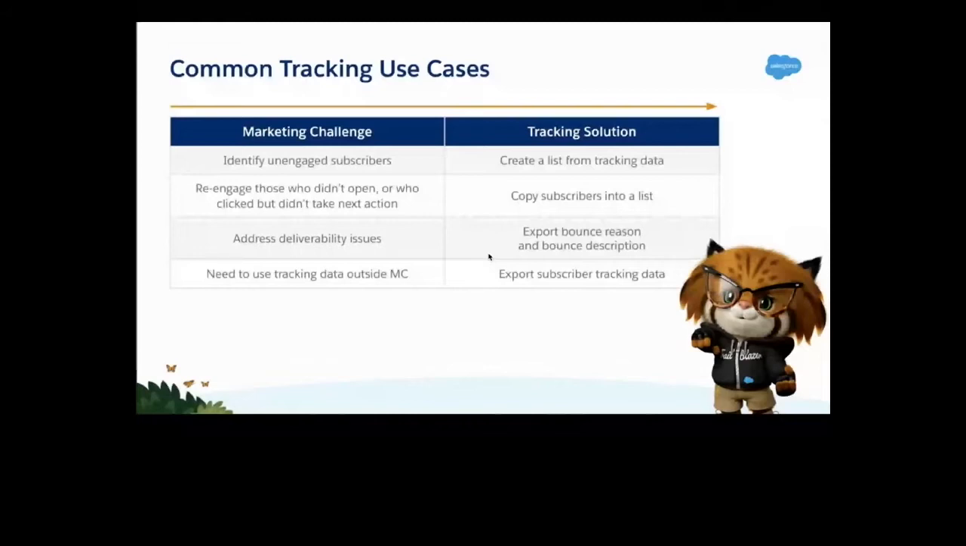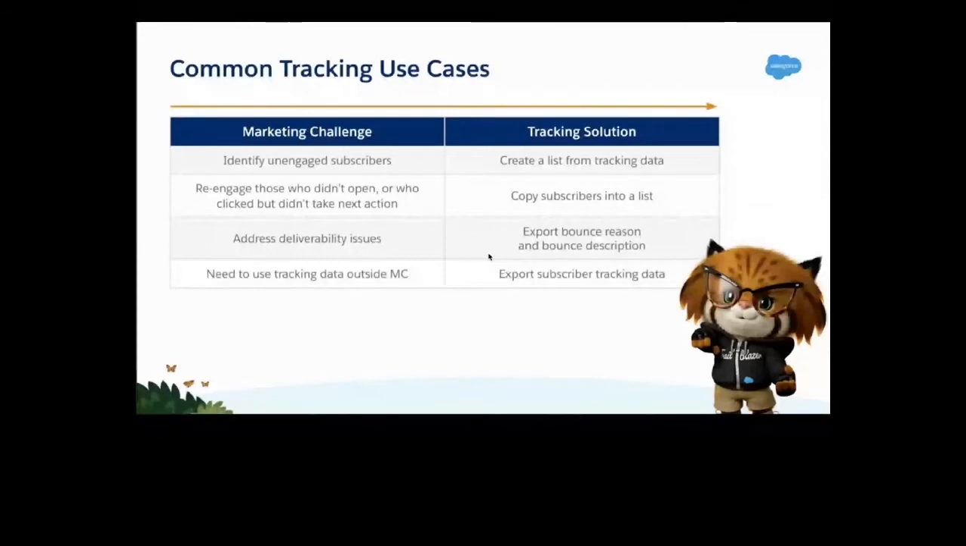So what you can do is probably a tracking solution. You can create a list from tracking data, the one which I've shown you, right? You can click on the conversion and then export those kinds of personas and find out what went wrong with them. Okay. Another challenge was to re-engage those who didn't open, or who clicked but did not take the next action.